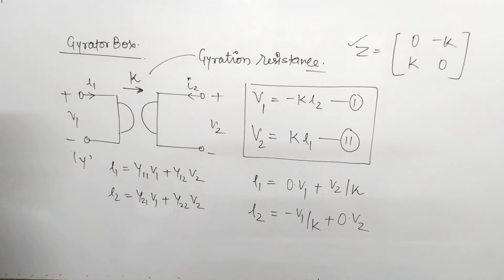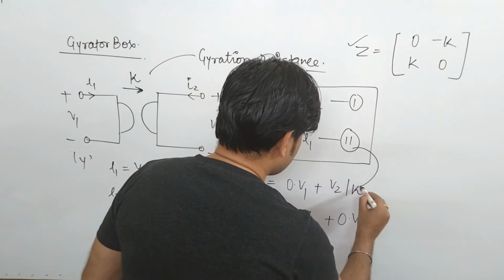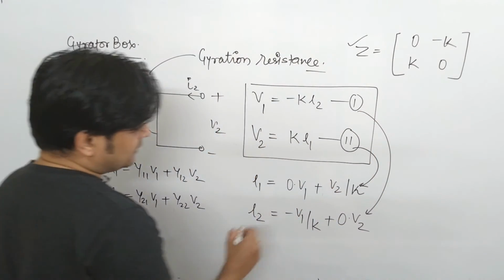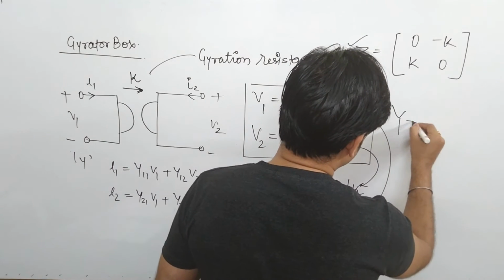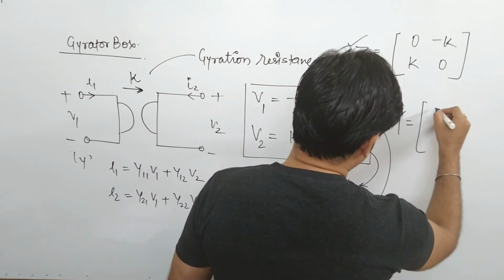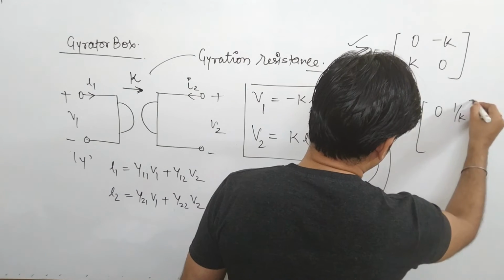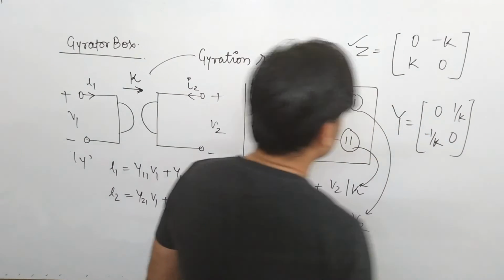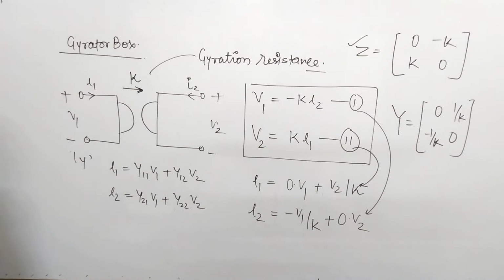Yes, this equation I have arranged in this form and this equation I have arranged in this form. Now from this equation, if you write the Y matrix, that comes to be what? It is 0, 1 by K, and minus 1 by K, 0. So this is the Y matrix of the gyrator box. Very important.